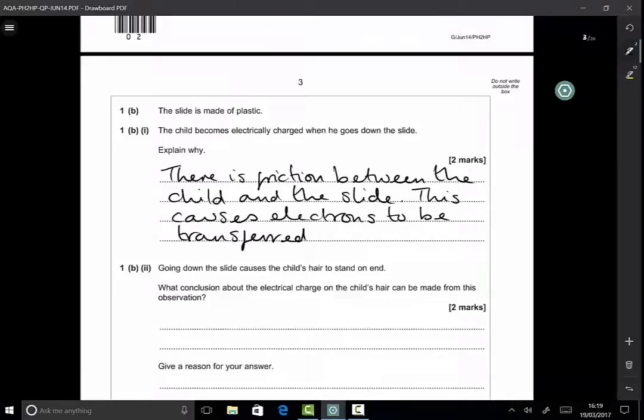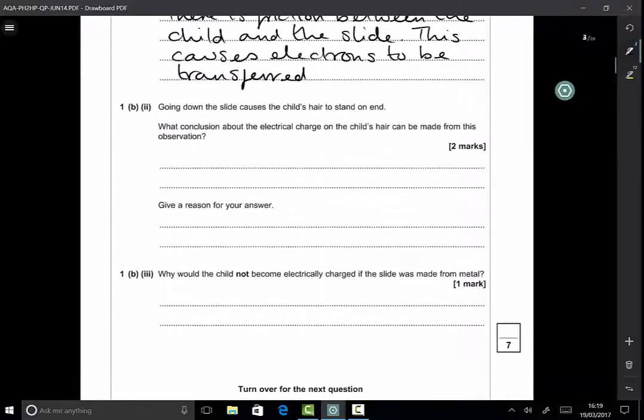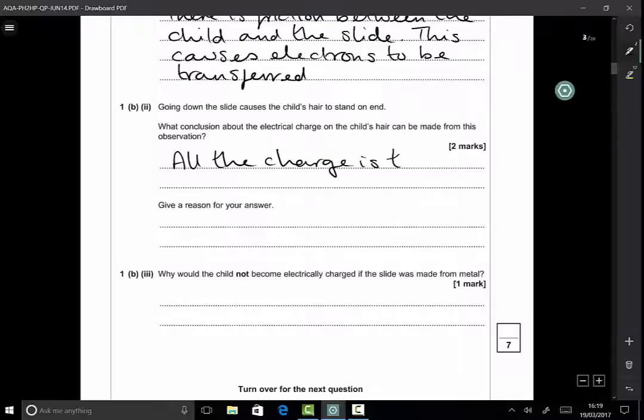Okay, going down the slide causes the child's hair to stand on end. What conclusion can we make about the charge on the child's hair from this observation? So, if the hair's standing on end, it must be repelling from the other hairs. So we know that repulsion happens when it's got the same charge, so we can say all the charge is the same. And how we knew that? The hair repels.